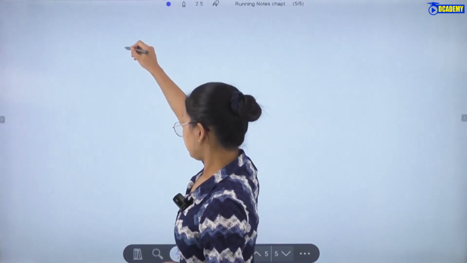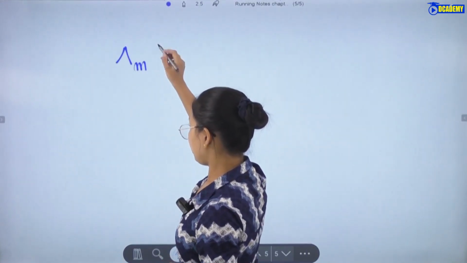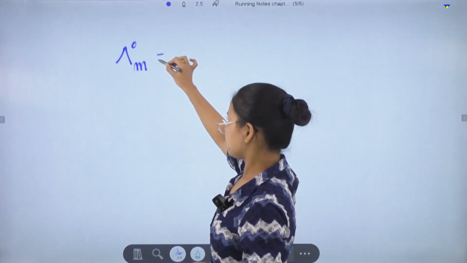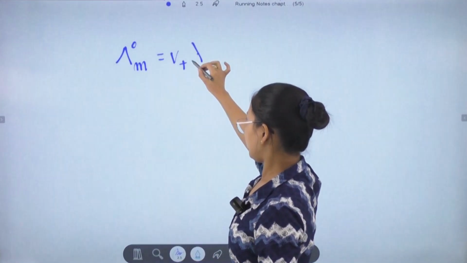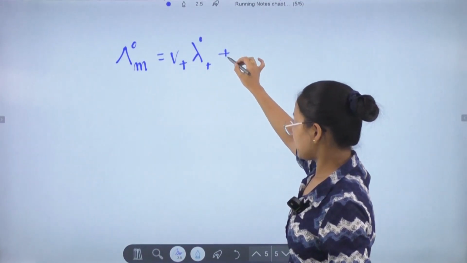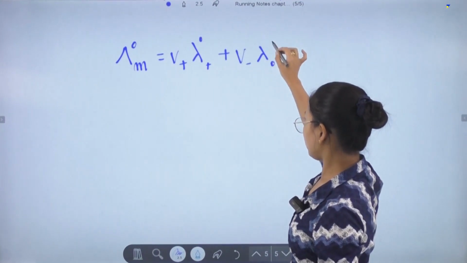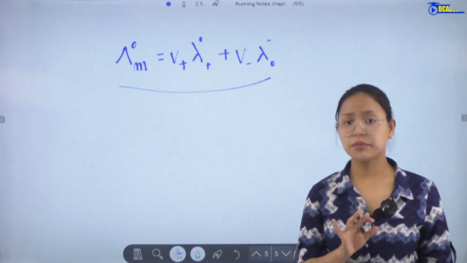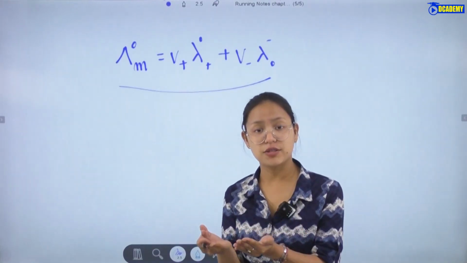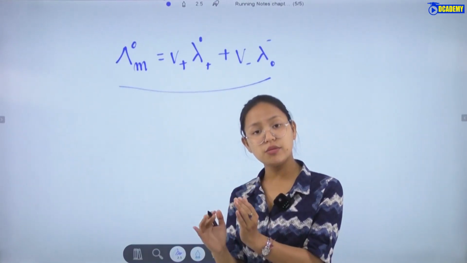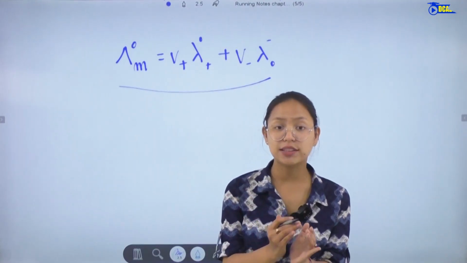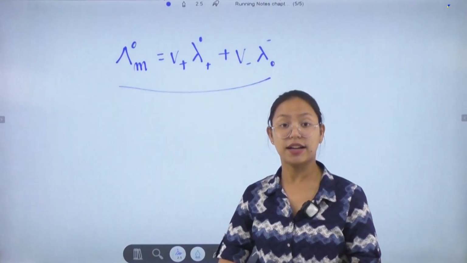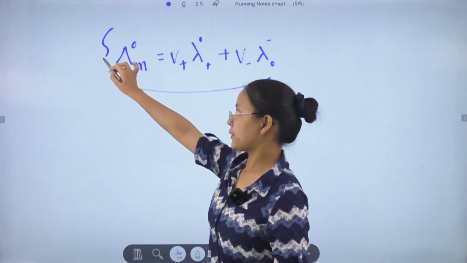This law of limiting molar conductivity: V plus lambda plus naught plus V minus lambda naught minus. Limiting molar conductivity of the electrolytic solution is the total of the limiting molar conductivity of the particular ions present in the solution.